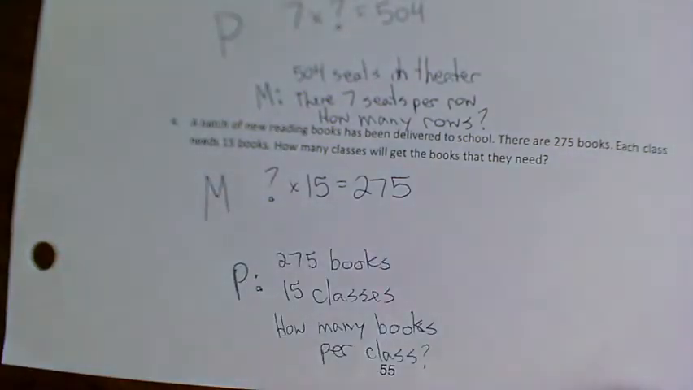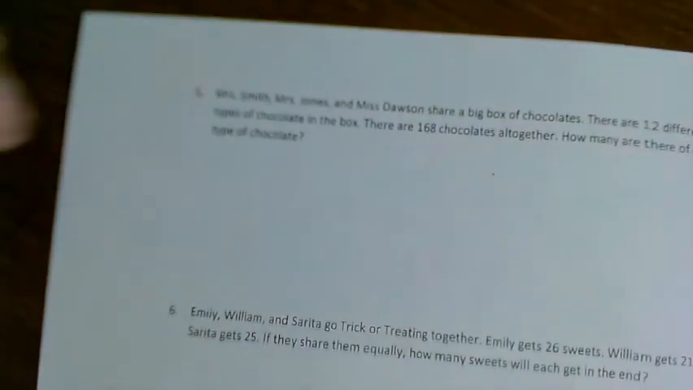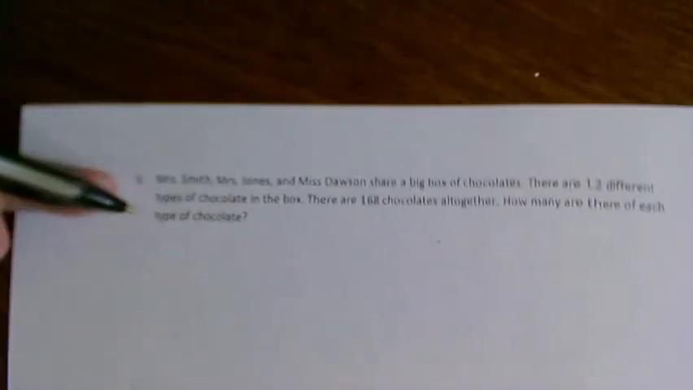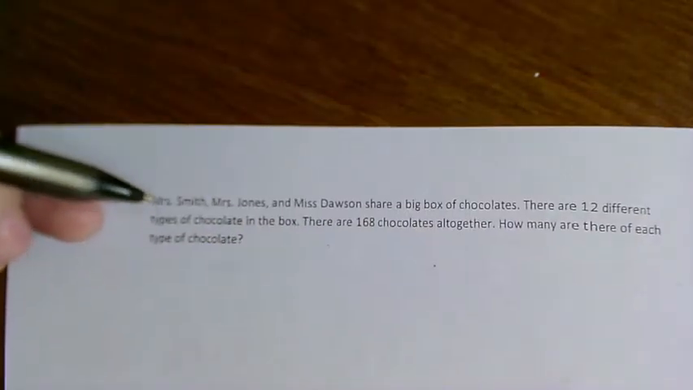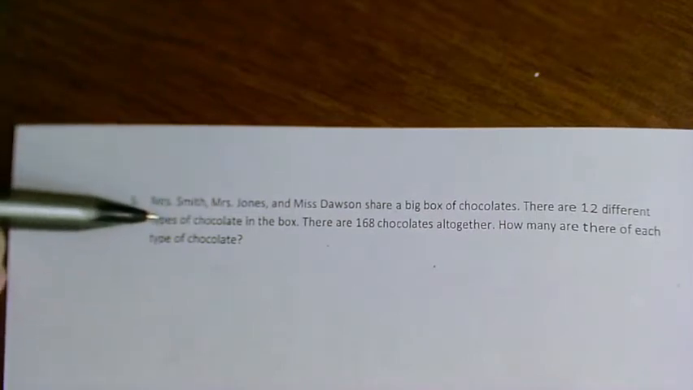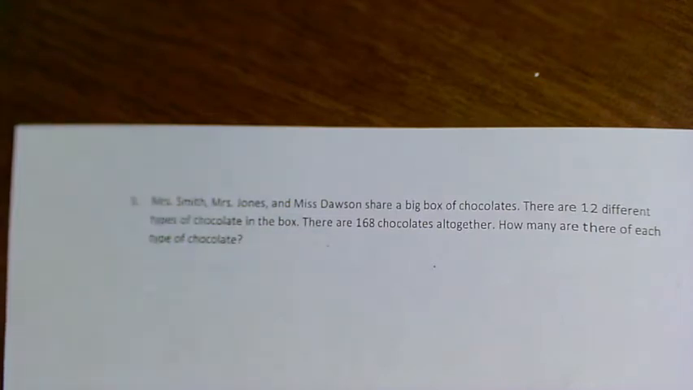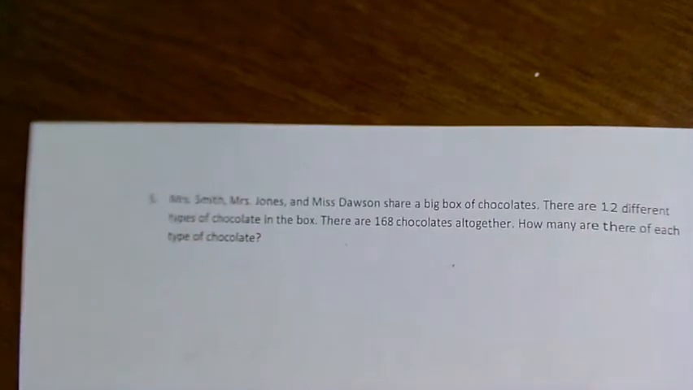How many books per class? All right, on to the back. Number 5: Mrs. Smith, Mrs. Jones, and Miss Dawson share a big box of chocolates. There are 12 different types of chocolates in the box. There are 168 chocolates altogether. So how many are there of each type of chocolate?